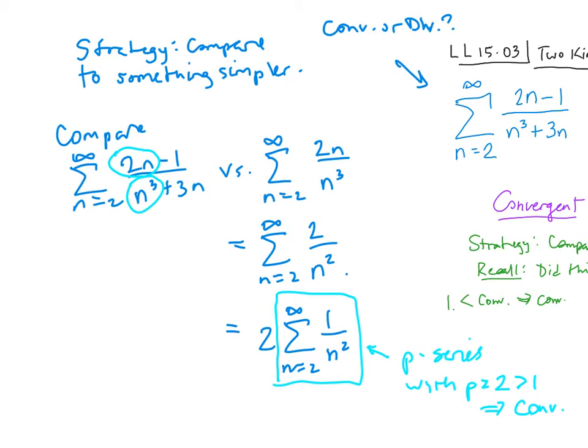So anyway, based on this little investigation here, I suspect that this thing is convergent. But how do I prove it? Well, to prove it, I would need to show that I have a valid comparison here. I'd need to show that this series here, term by term, is less than the series on the right. So can we prove that? Do we know that that's true?